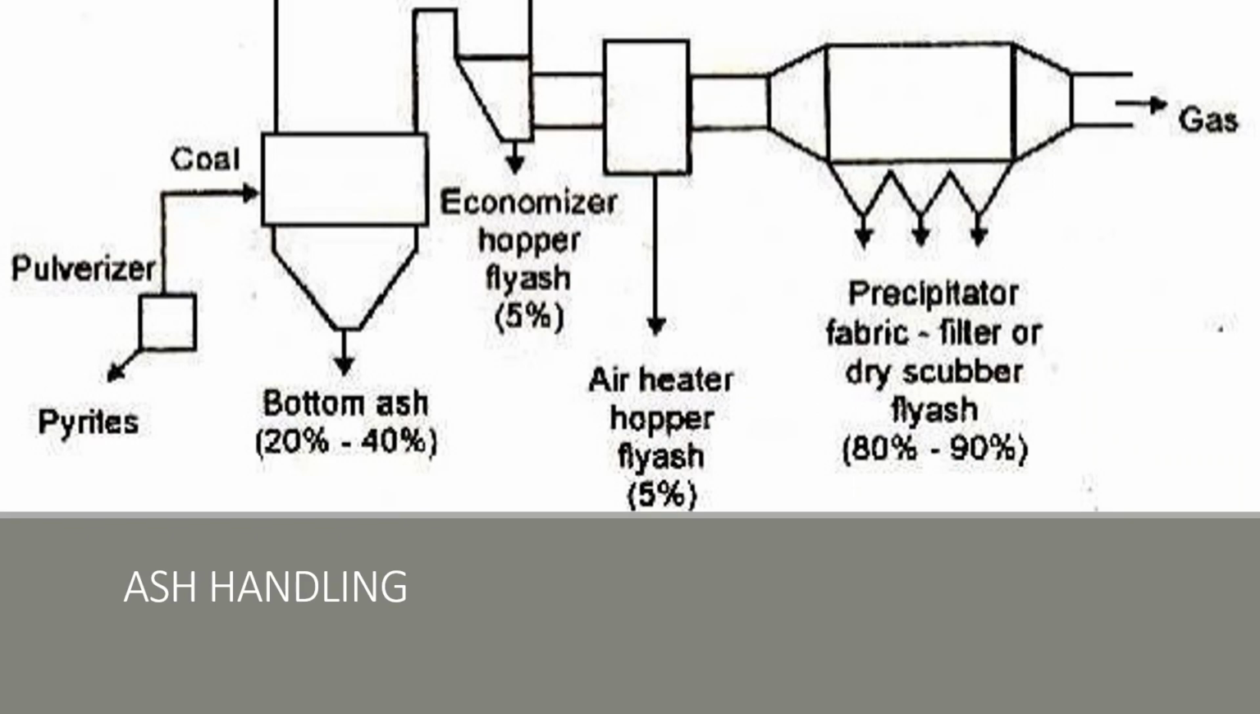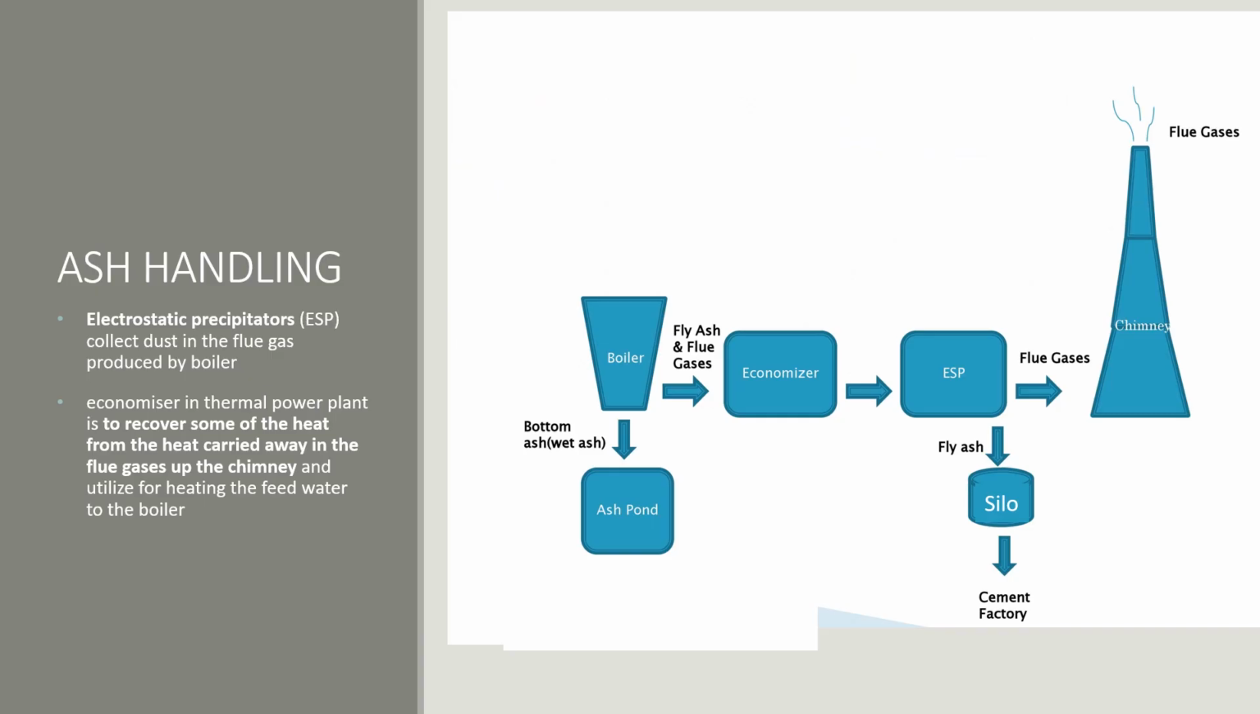Now we'll be discussing ash handling. In this ash handling process, after the boiler or the furnace burns the coal, the ash is produced. From the bottom part, we remove the ash into the ash pond, where water and the ash are present, and we have an ash pond.